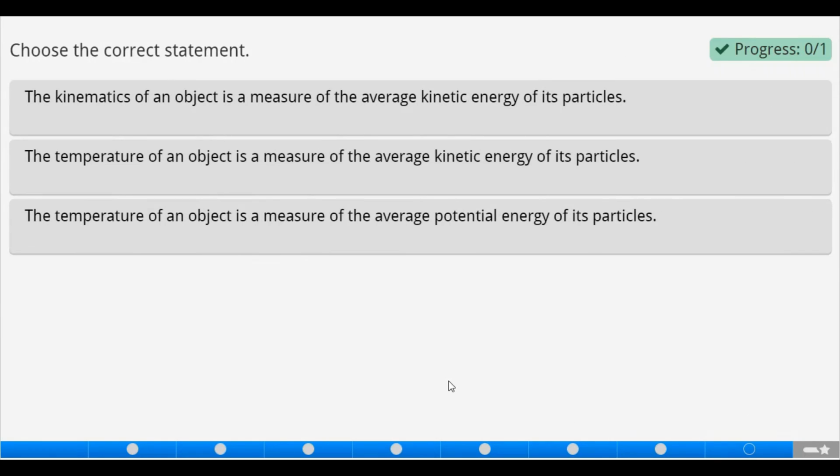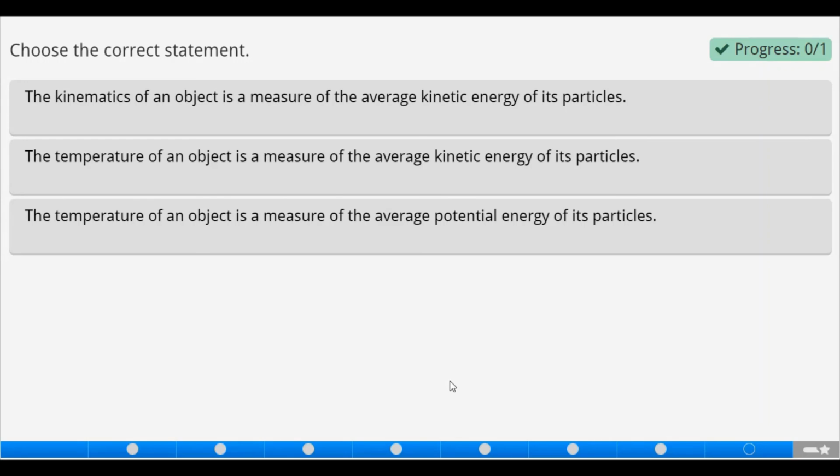So before we round it up today, let's check for the correct statement. The kinematics of an object is a measure of the average kinetic energy of its particles. Kinematics has to do with the direction of an object or the way an object moves. That statement is false.